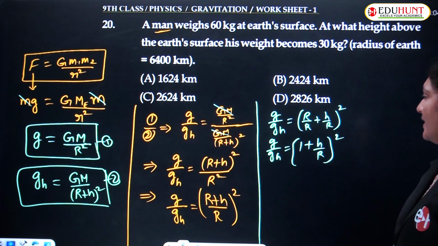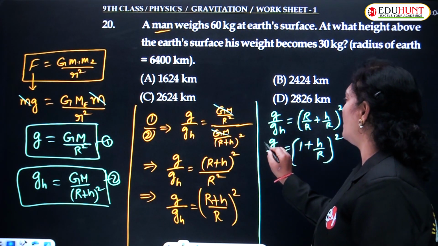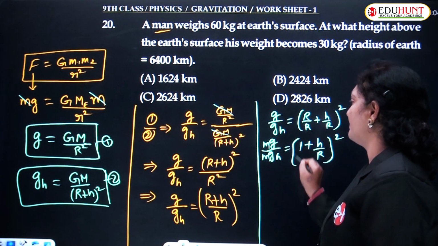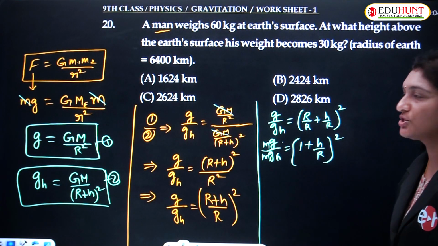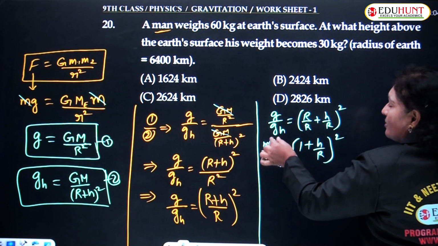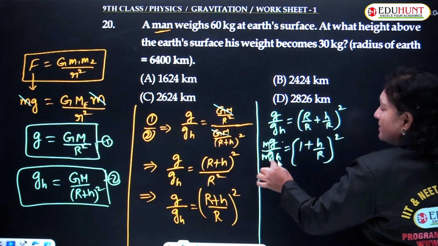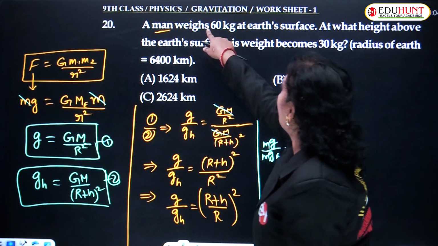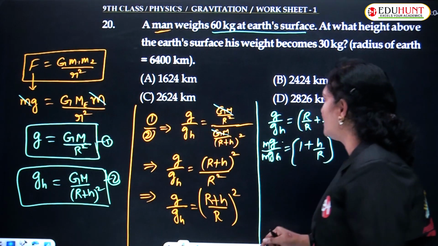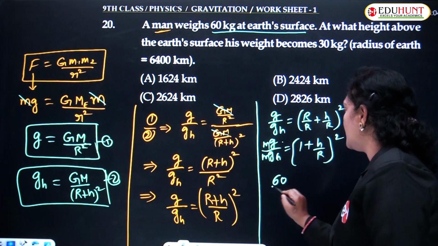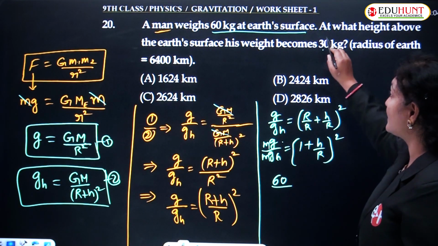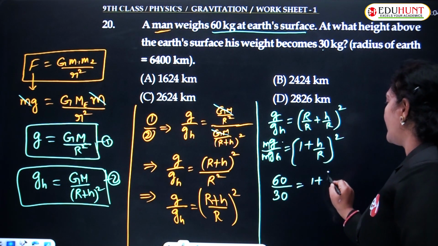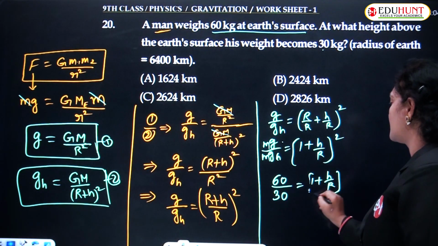In order to find h, what we do is, first of all, multiply and divide with m. So this is mg and this is mg_h. mg indicates the weight of the body on the surface of the earth, and here the weight of the body at a certain height h. On the surface of the earth it is 60 kg, and at a certain height above the surface we have 30, so 60/30 equals (1 + h/R)².